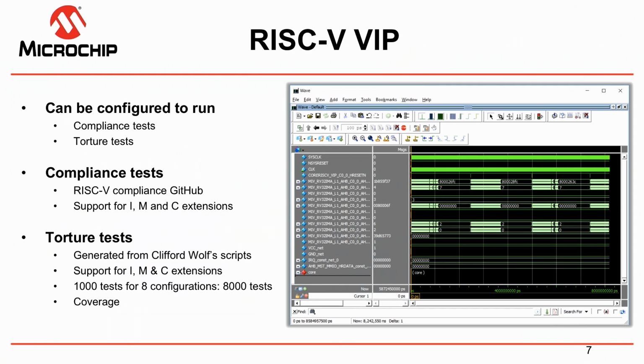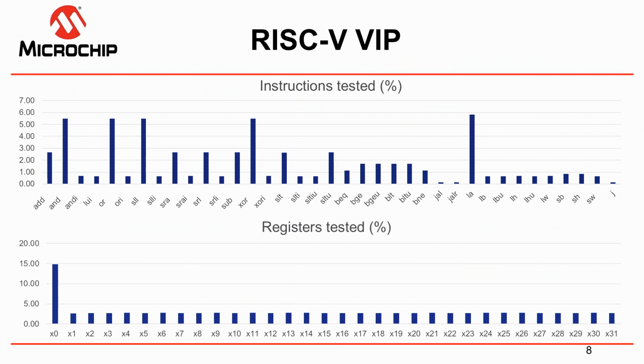When we're looking at the VIP, it can be configured to run the compliance tests or torture tests. The compliance tests were the tests from the RISC-V compliance GitHub developed by CodeSIP and Imperas, and we currently have support for the I, M, and C extensions in that. In terms of torture tests, they were generated by scripts provided by Clifford Wolf. Once again, we have support for I, M and C extensions, and we can generate 1,000 tests for 8 different configurations, so that gives us 8,000 tests that we can actually run. From that, we can generate some coverage to see what instructions we were testing, how often we were testing them, and if we were hitting all of the registers and so on.